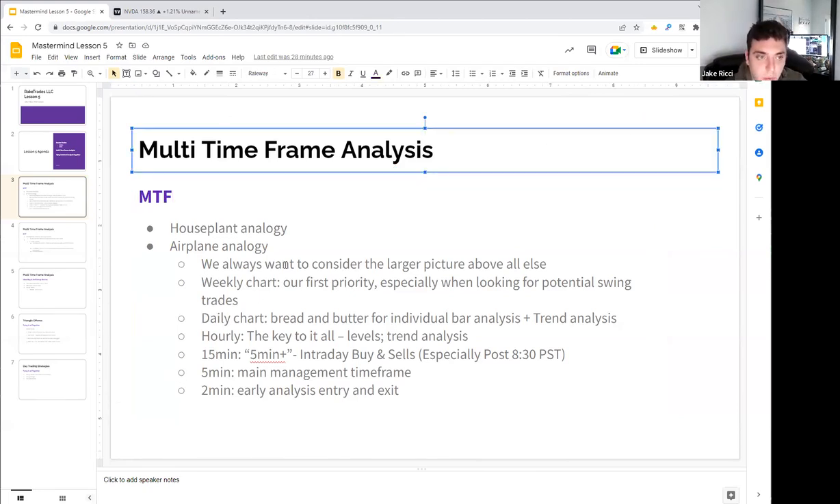Yeah, this is what we would use the various different time frames for. Absolutely. Sorry about that.